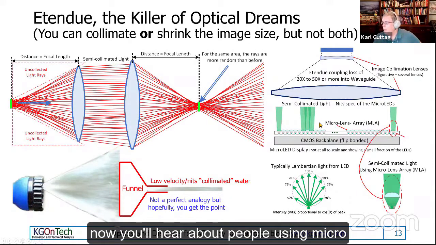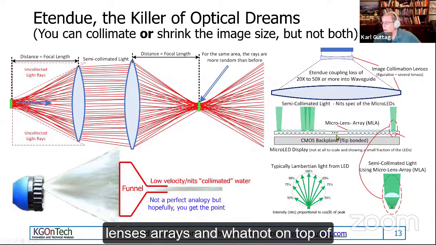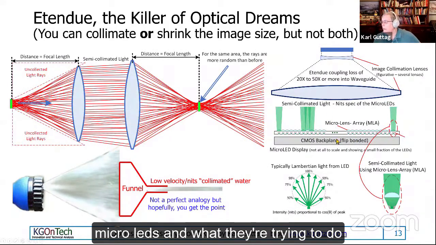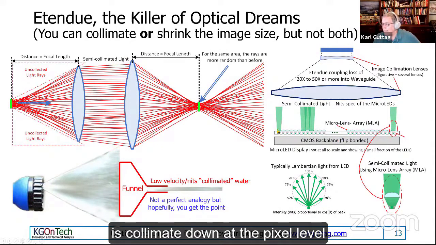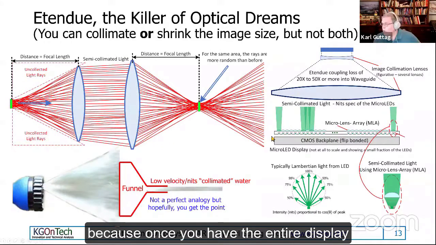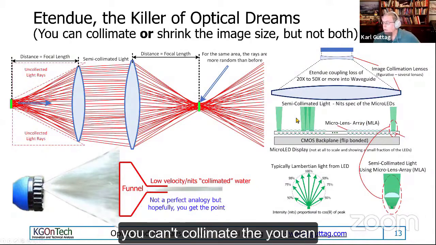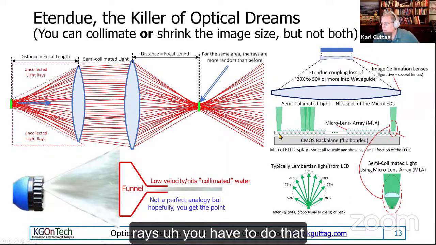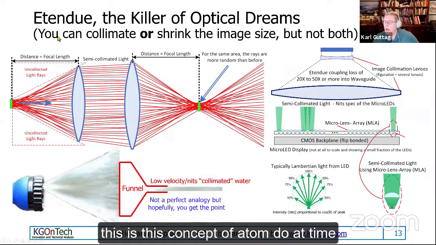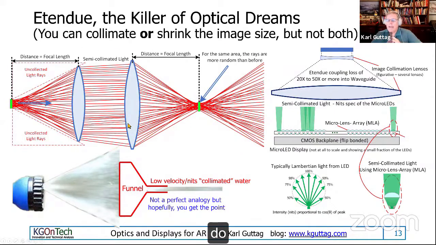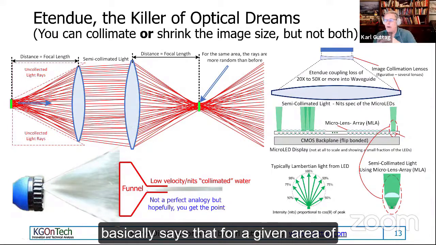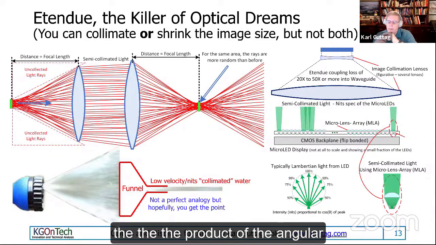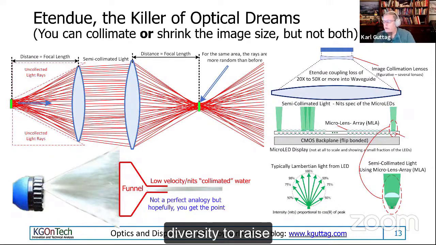Now, you'll hear about people using micro lens arrays and whatnot on top of things like micro LEDs. What they're trying to do is collimate down at the pixel level. Because once you have the entire display, you can collimate the image, but you can't straighten out the light rays. You have to do that right as the light rays are coming out. This is this concept of étendue. Étendue basically says that for a given area of light, the product of the angular diversity of rays is always getting worse.